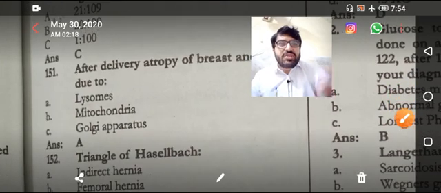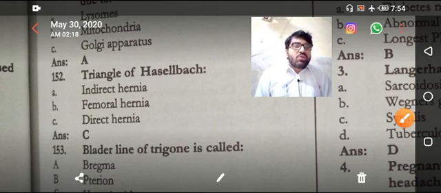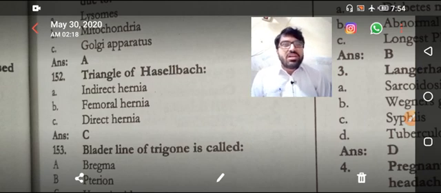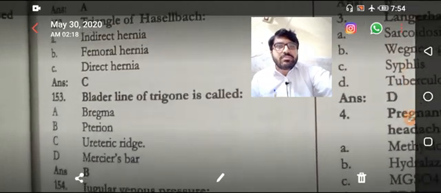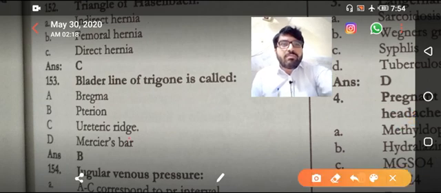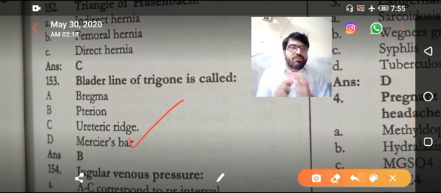After delivery atrophy of breast, that is because of lysosomal enzyme, hydrolytic enzyme. Triangle of Hesselbach. Now the indirect inguinal hernia, remember I, through inguinal canal, through deep ring. So that is indirect, through inguinal canal. Through Hesselbach, that is direct hernia. Bladder lining of trigone is called, that is the answer. Right answer is the Mercier's bar. That is actually the mucosa that covers that trigone.